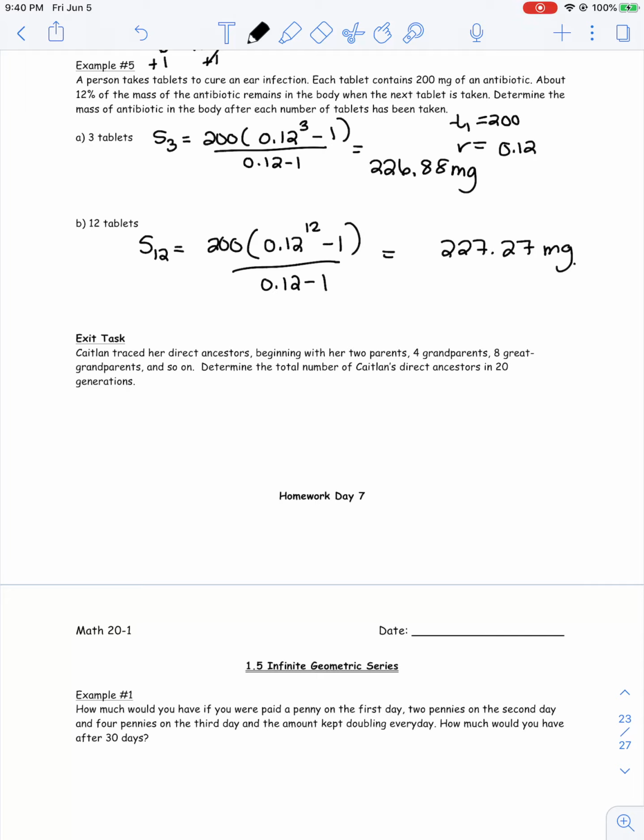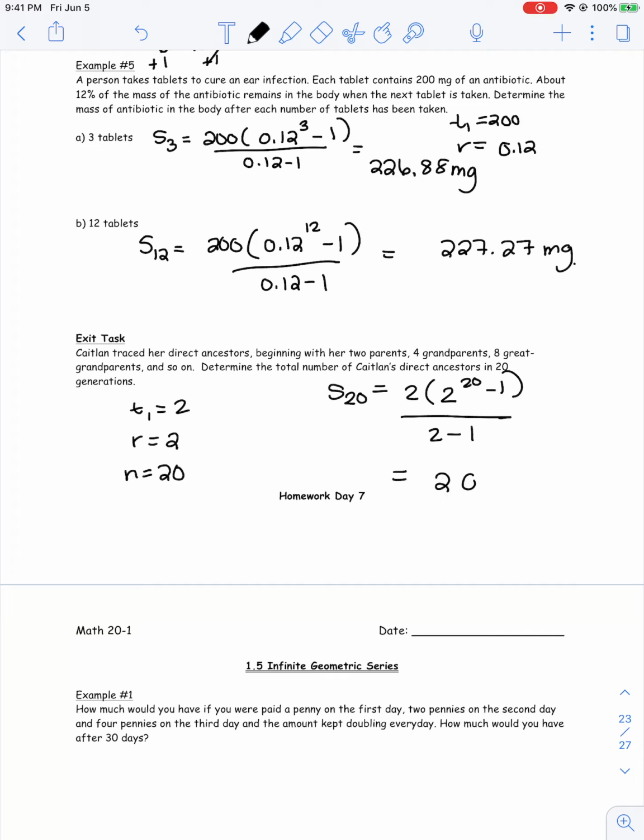And then our exit task here we're talking about an ancestral line where we have 2 parents as our first term, 4 parents as our second term, so our common ratio is 2. They're trying to figure out the total number of Caitlin's direct ancestors in 20 generations. So n equals 20. So we're just putting the sum of 20 into 2 times 2 to the power of 20 minus 1. So our term 1 multiplied by r to the power of 20 minus 1. So 20 was our n value. And we're dividing it by 2 minus 1, which is r minus 1.